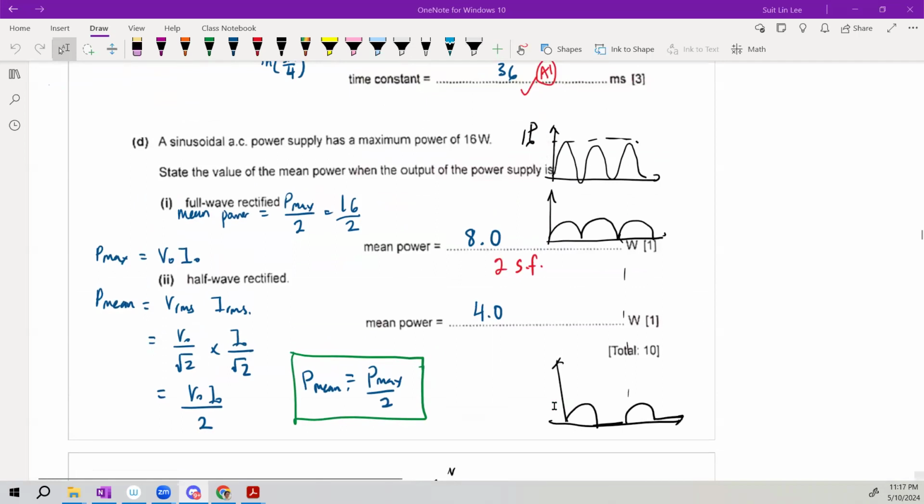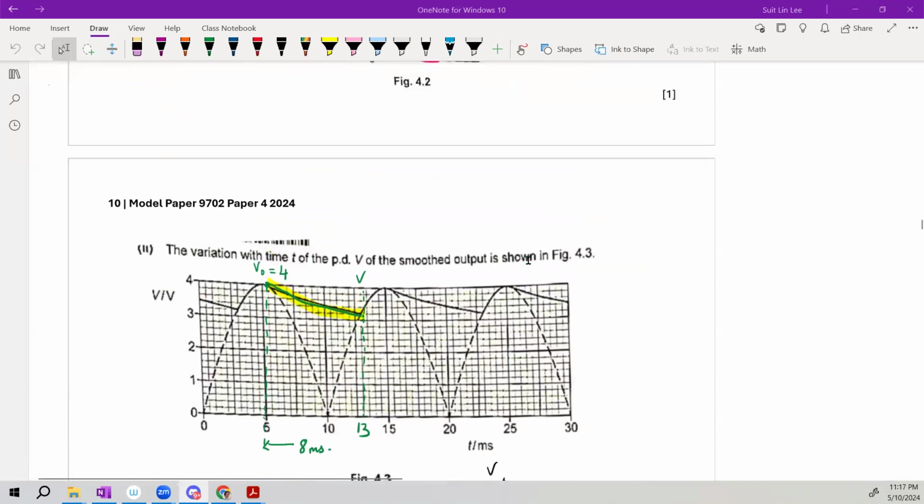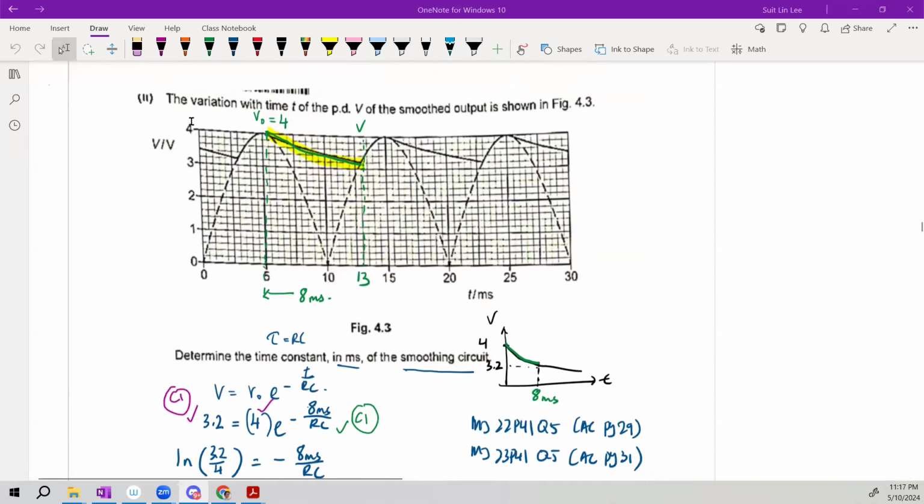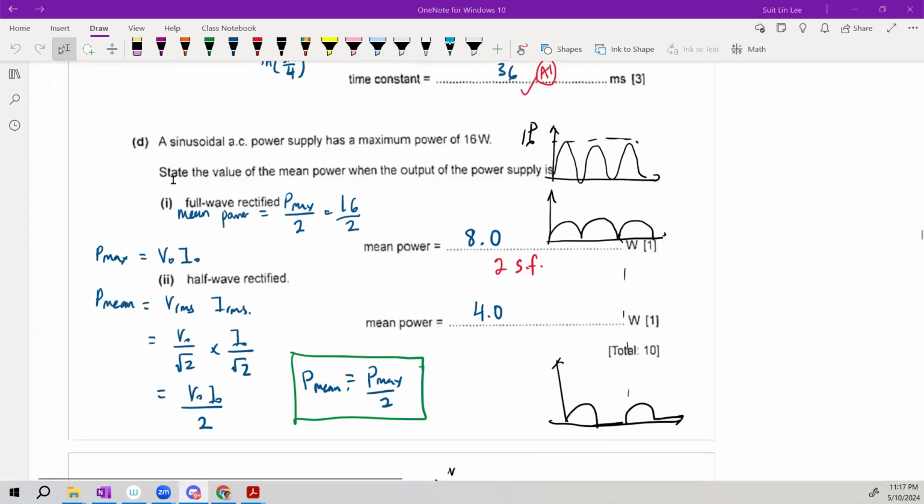If half wave rectified, okay, so in case you haven't done the question yet, this is your full wave rectification and it's smoothed with the capacitor. So you get this shape. It says that now the sinusoidal power supply has a maximum power of 16. So P max here is 16. State the value of the mean power when the output power supply is full wave rectified.